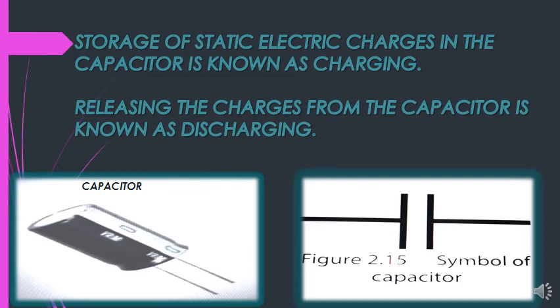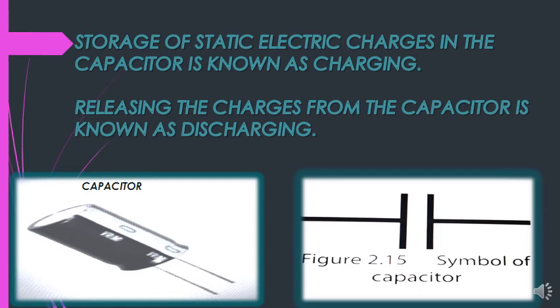When discharging occurs through the galvanometer, it gets deflected. The amount of electric charges that can be stored in a capacitor is measured in farads, and the microfarad is used as a subunit. So guys, more efficient types of capacitors are made in various sizes.